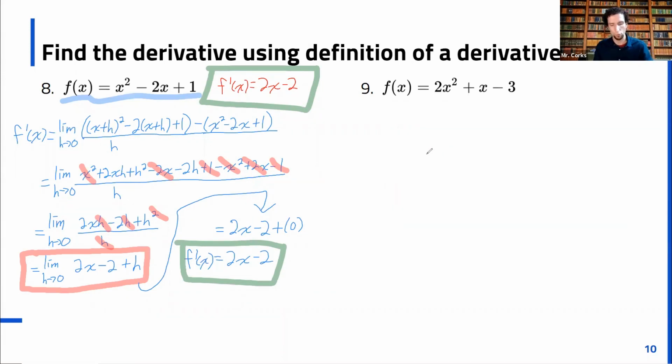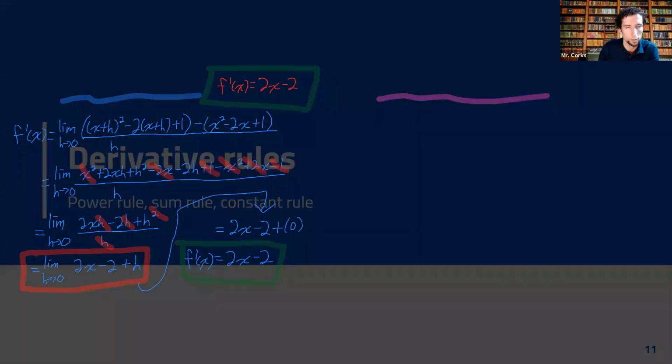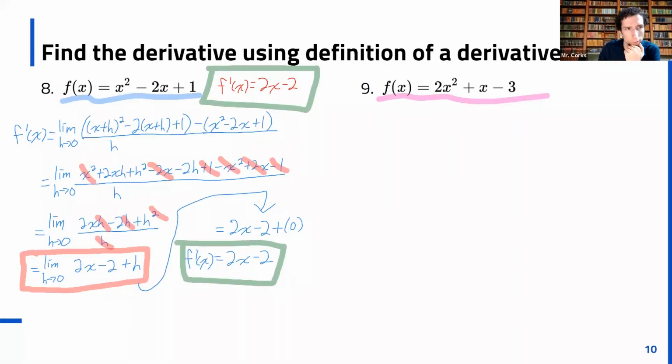Right, let's give you a moment, if you need to write. Okay. Let's do the next one too. I think this is the last long one, and then we'll use the shortcut rules, so it'll get a lot faster after this point.